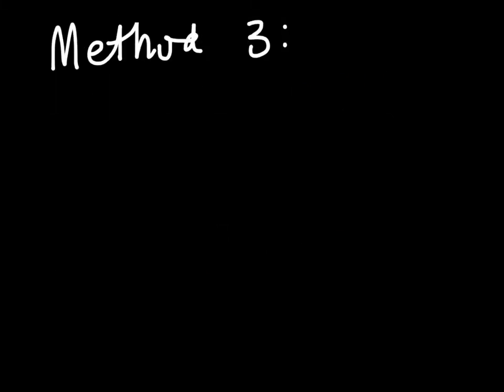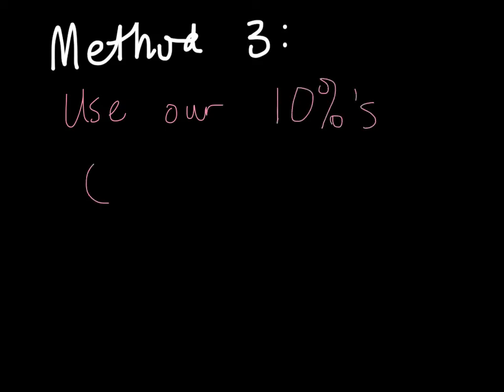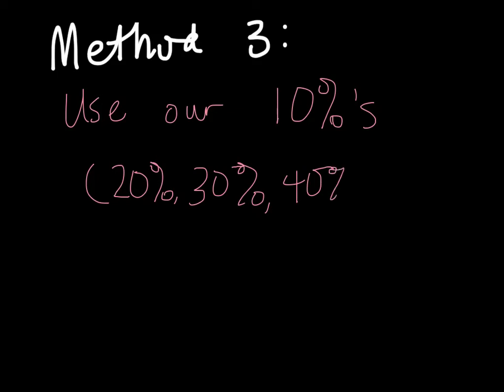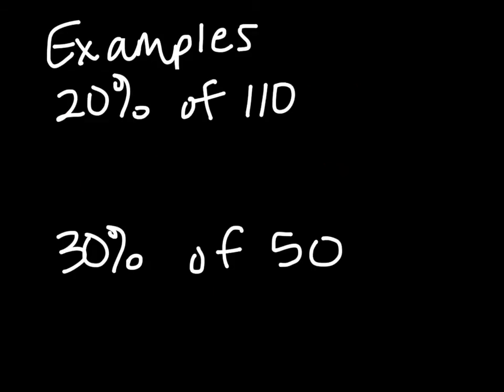Okay, our third method is to use our 10%. We're going to use this when we want to find 20% or 30% or 40%, or maybe even if we want to find 15% or 35%, because we can remember that 15% is 10% and then another half of that 10%. So let's look at some examples.